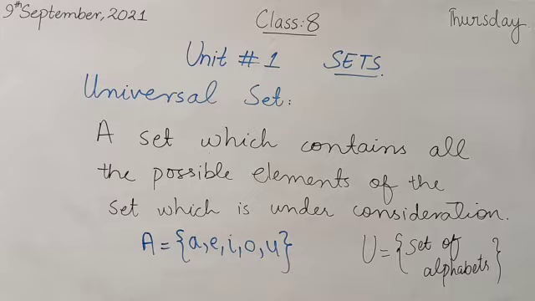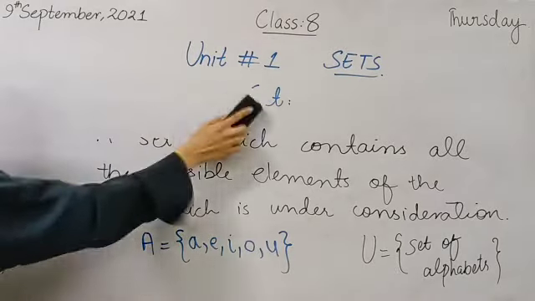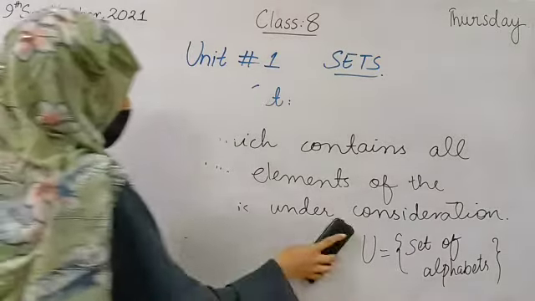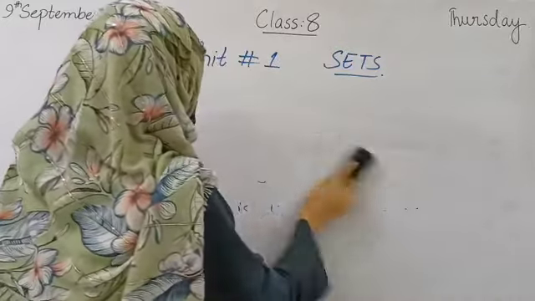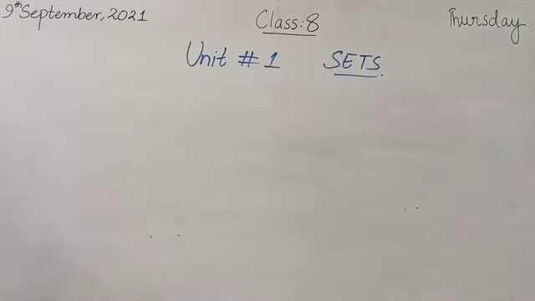Okay. Now today we'll see what is a complement of a set. Complement of a set is same as difference of two sets. But in difference of two sets we have two random sets. And in complement of a set we find out the difference with universal set. Okay?